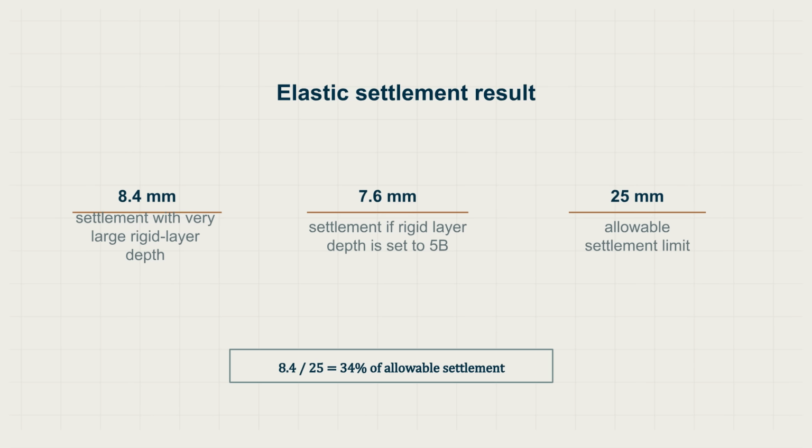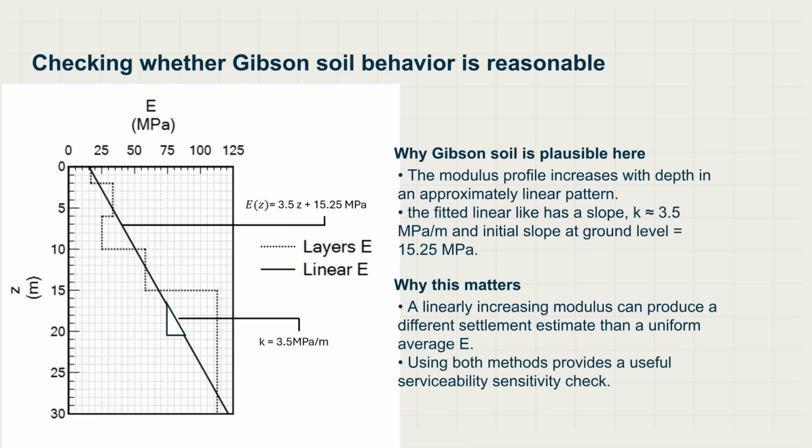The elastic settlement results vary slightly based on the assumed rigid layer depth. With a very large depth, we calculate 8.4 millimeters, and at 5B, 7.6 millimeters, both being well under the 25 millimeter limit. To verify the reasonableness of these results, we examine the Gibson soil behavior. In this model, the soil modulus increases linearly with depth, which often provides a more nuanced estimate than assuming a uniform average.